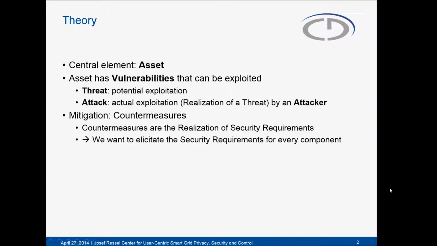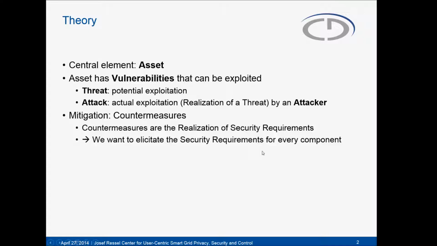So when we are going to analyze some security issues, the central element is an asset that can be attacked. To be more precise, every asset has certain vulnerabilities that can be exploited by an attacker. So we say a potential exploitation is a threat, and an actual exploitation is the realization of a threat, or in short words, an attack. As we want to make an attacker's life as hard as possible, we're interested in some countermeasures in order to mitigate the vulnerabilities. Basically, these countermeasures are the realization of the security requirements we're interested in.